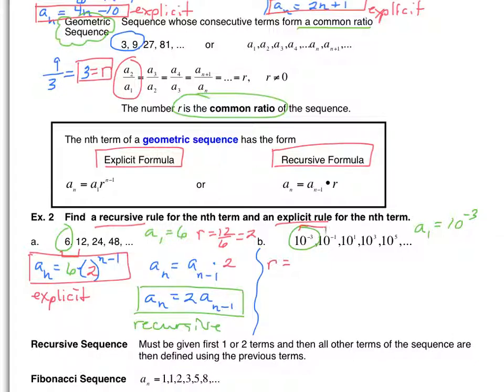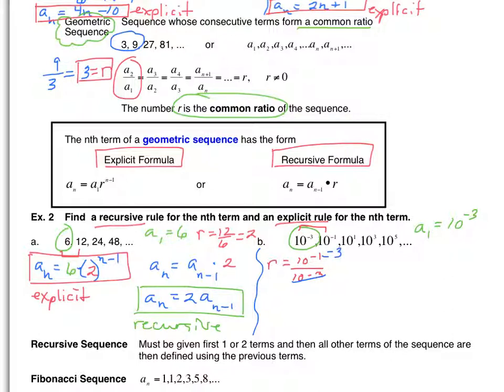I would take these two. So I'm going to take 10 to the negative 1 because it's on the right, and put it over 10 to the negative 3. There's a lot of exponent rules in this problem. When you are dividing like bases, what happens with the exponents? Do we add, subtract, or multiply? You subtract. So all of this, I am subtracting a negative 3.